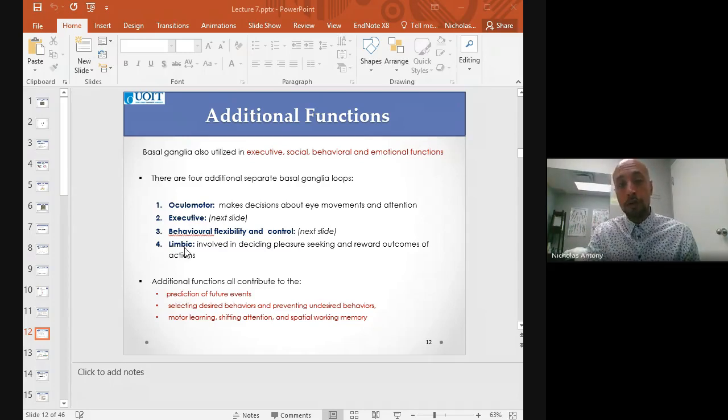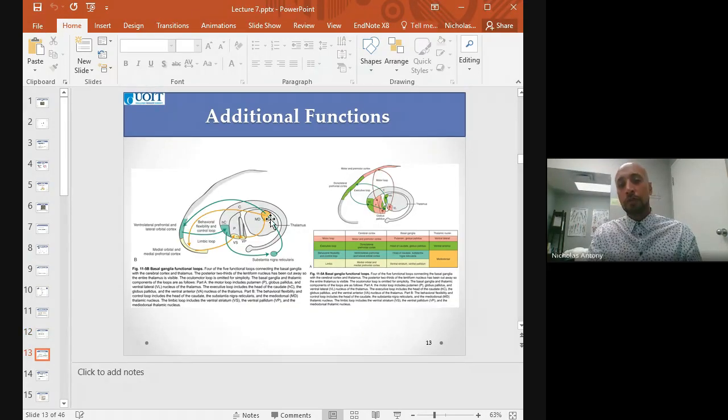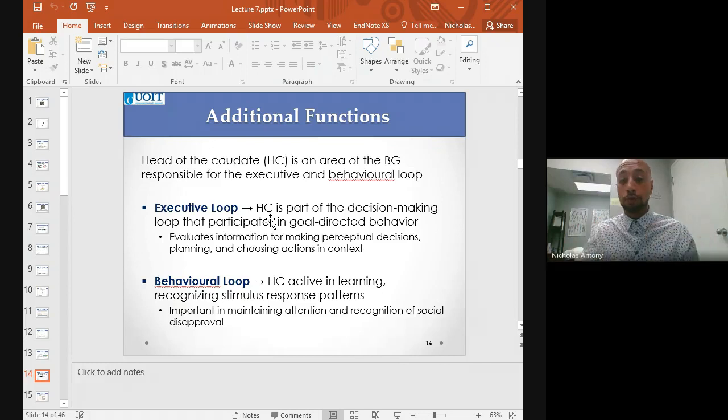We talked about oculomotor. We talked about limbic. Limbic is easy to understand because it's emotion. Oculomotor, eye motor, so that one can make you understand. This is just a diagram depicting that. But let's talk about the two other loops.